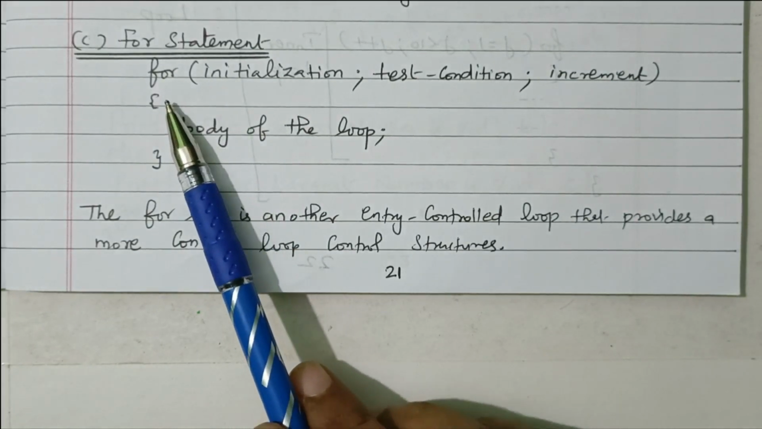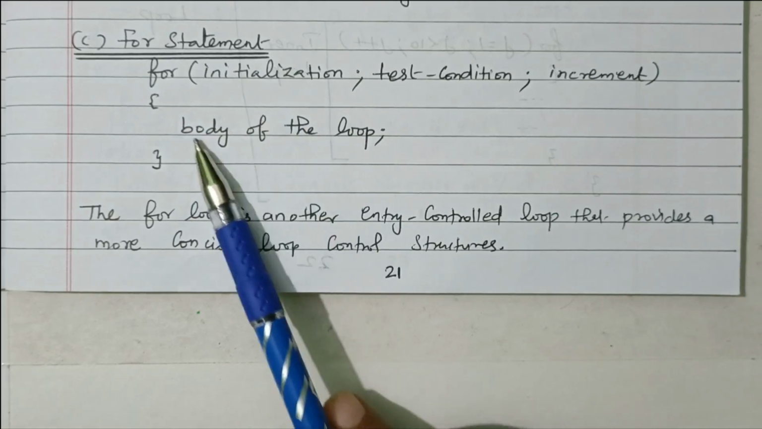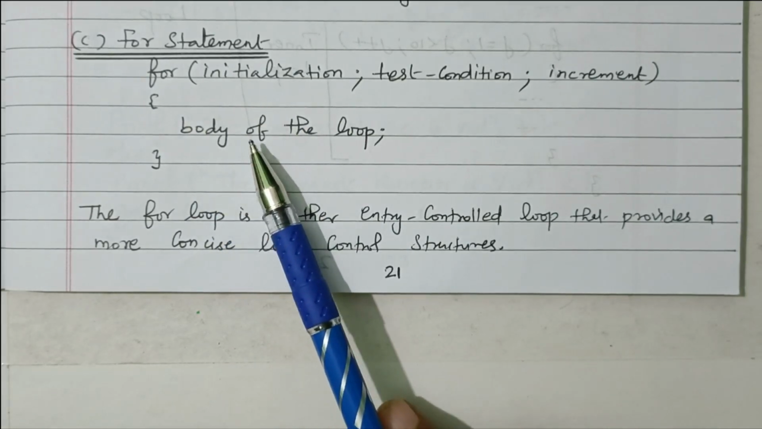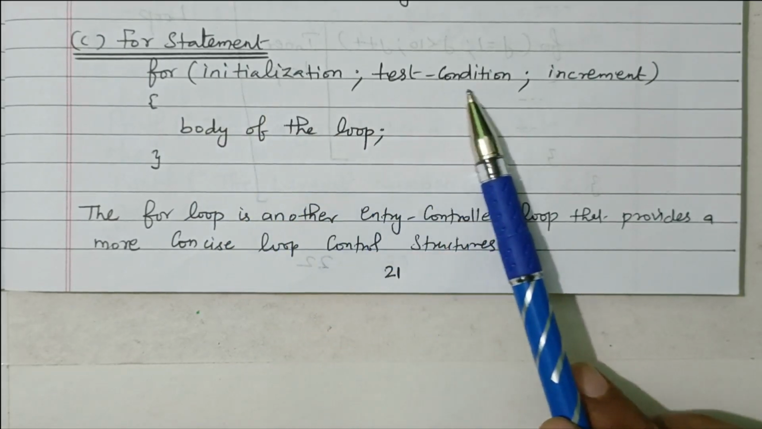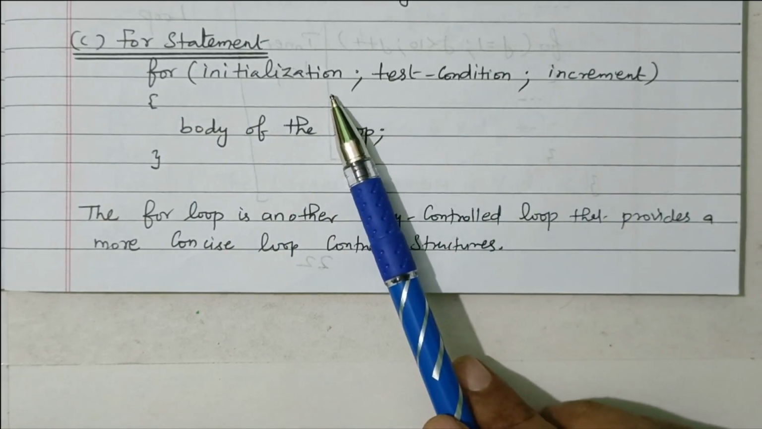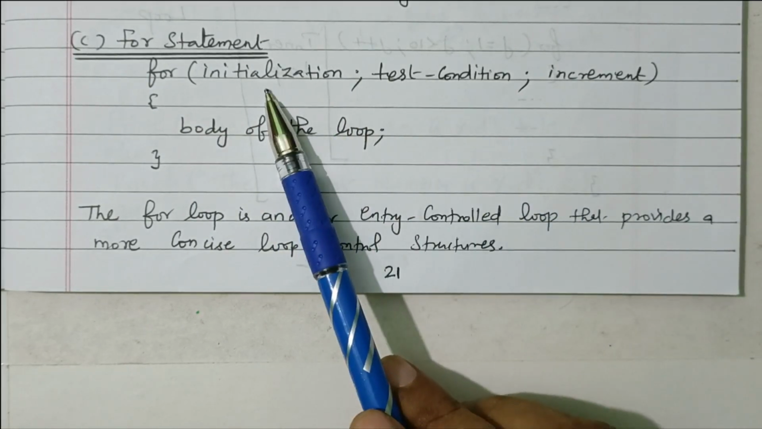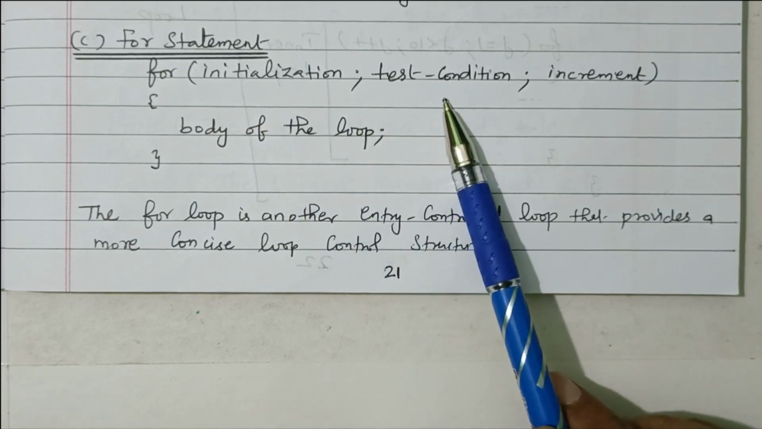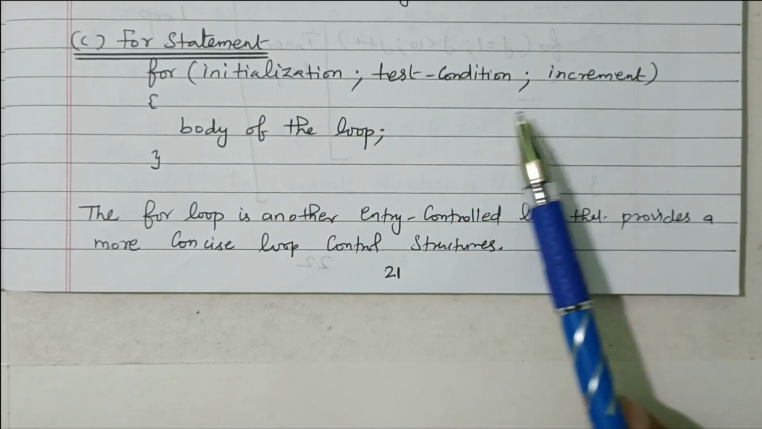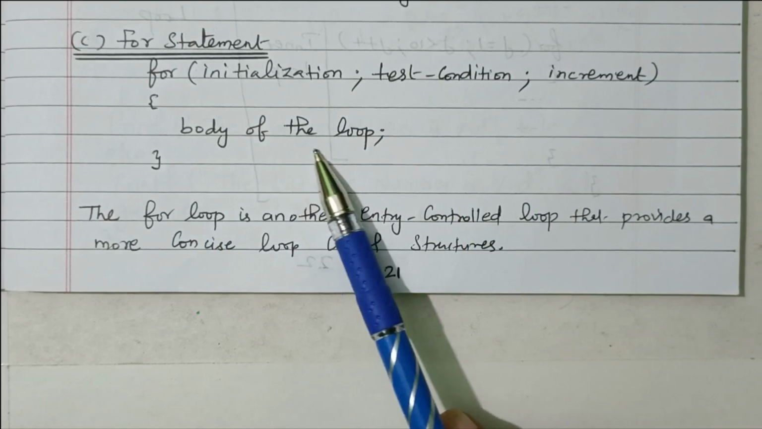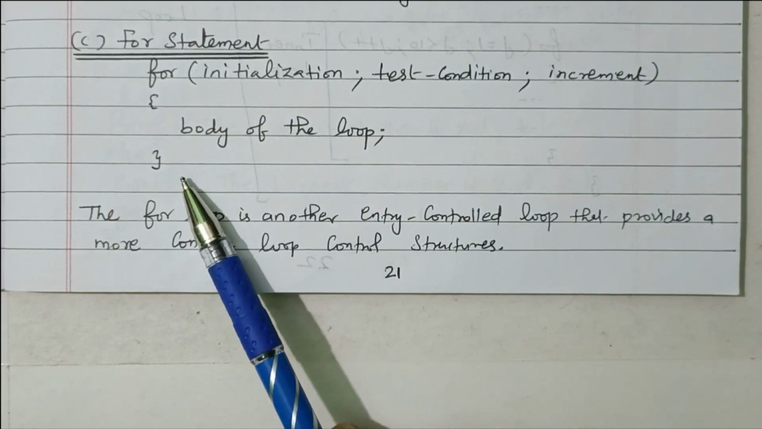We will see what is the syntax for the for statement. Looping means it is executed again and again. So the for statement has three parameters available inside: one is initialization, test condition, increment. Then open the brace, body of the loop, set of statements, close the brace.